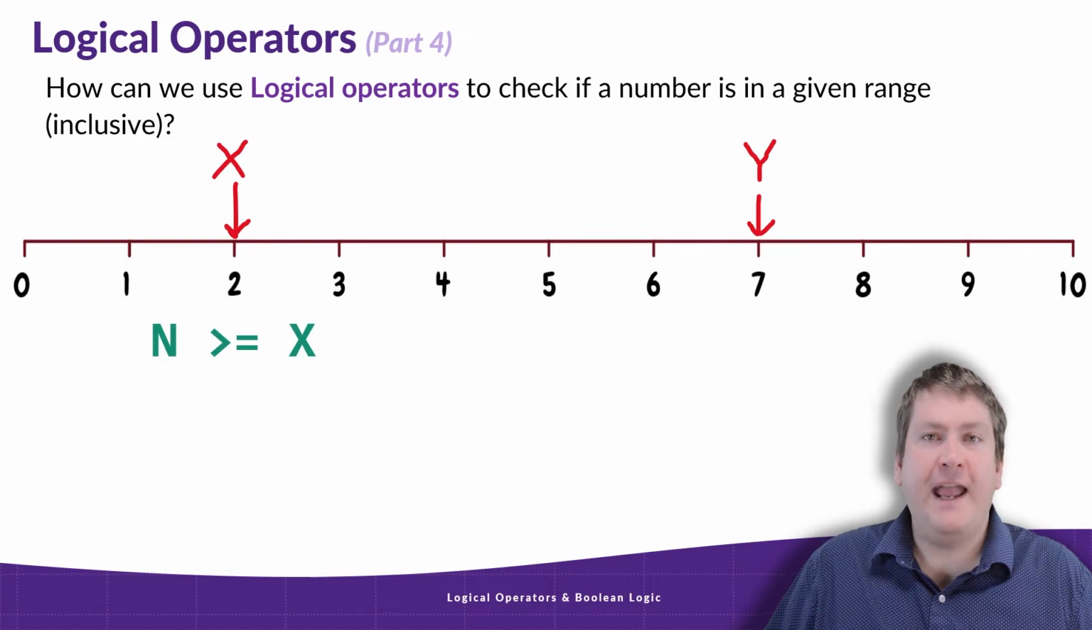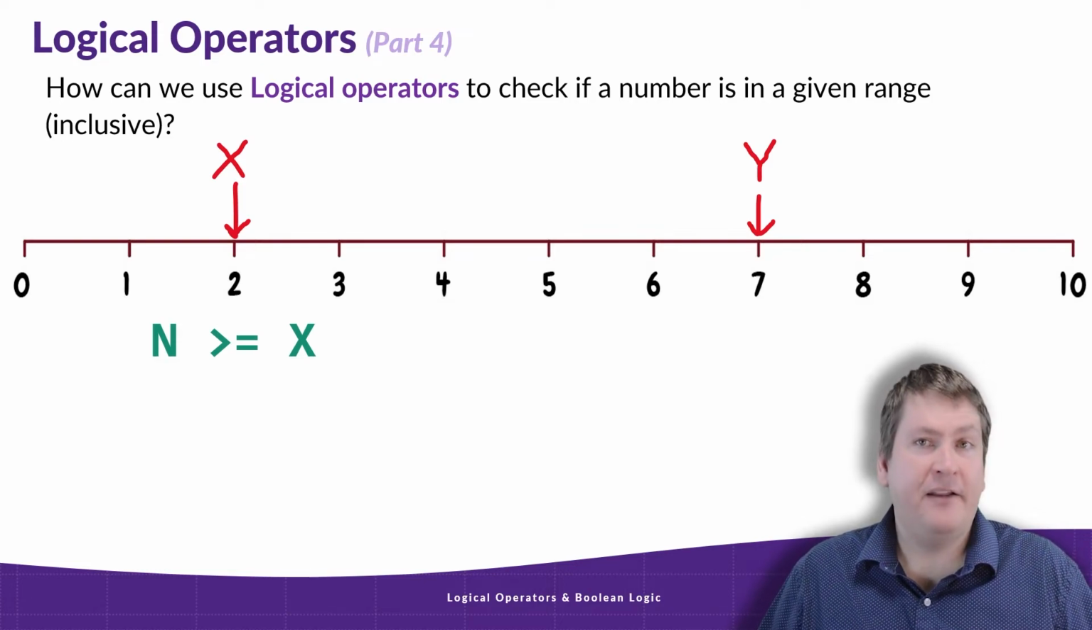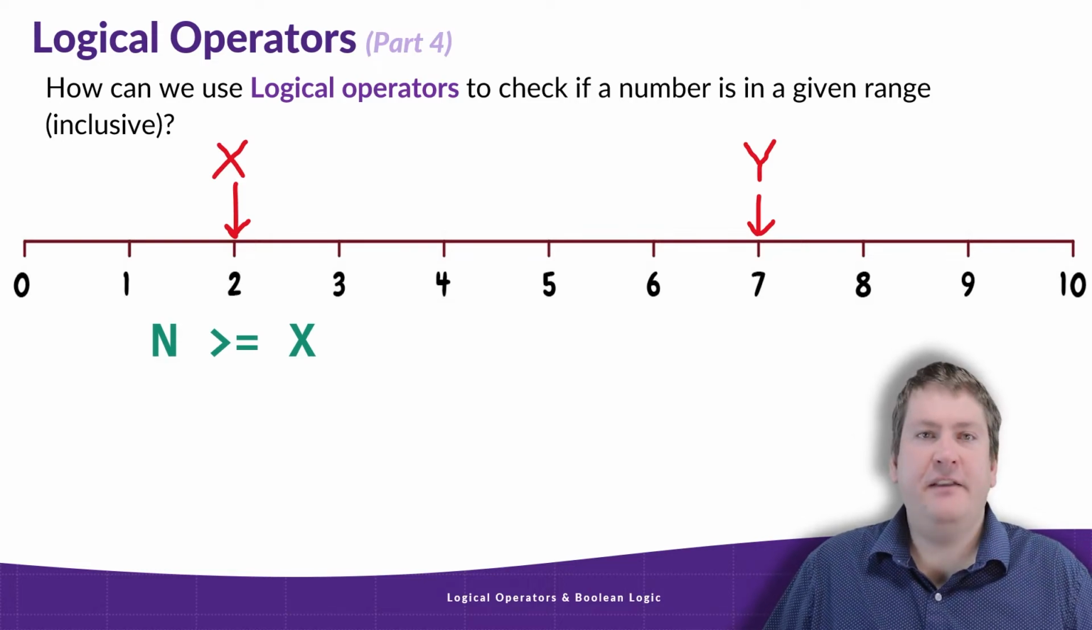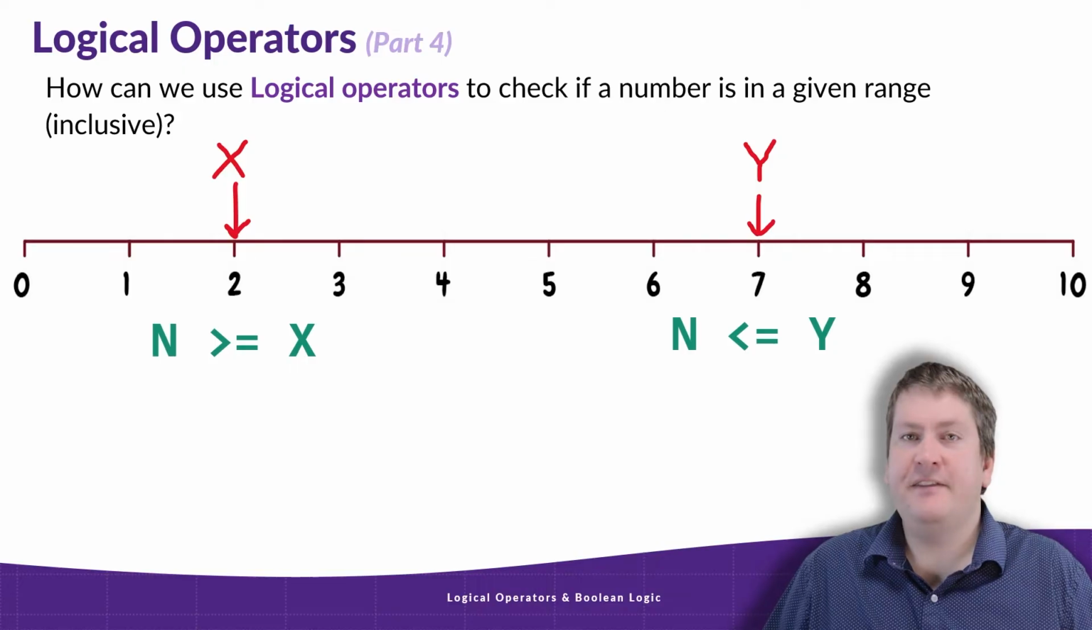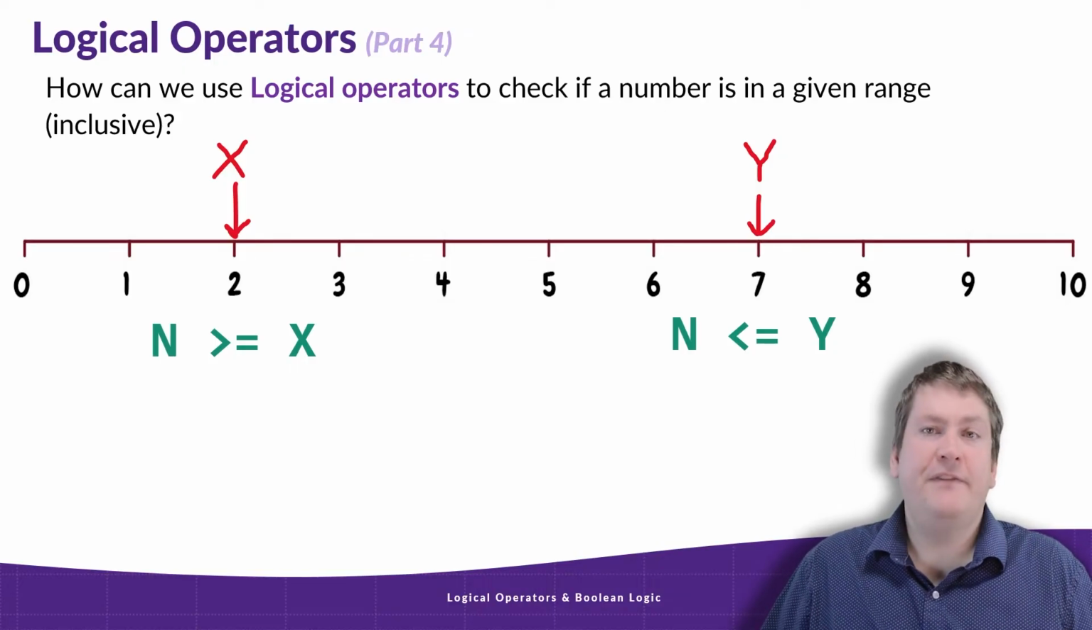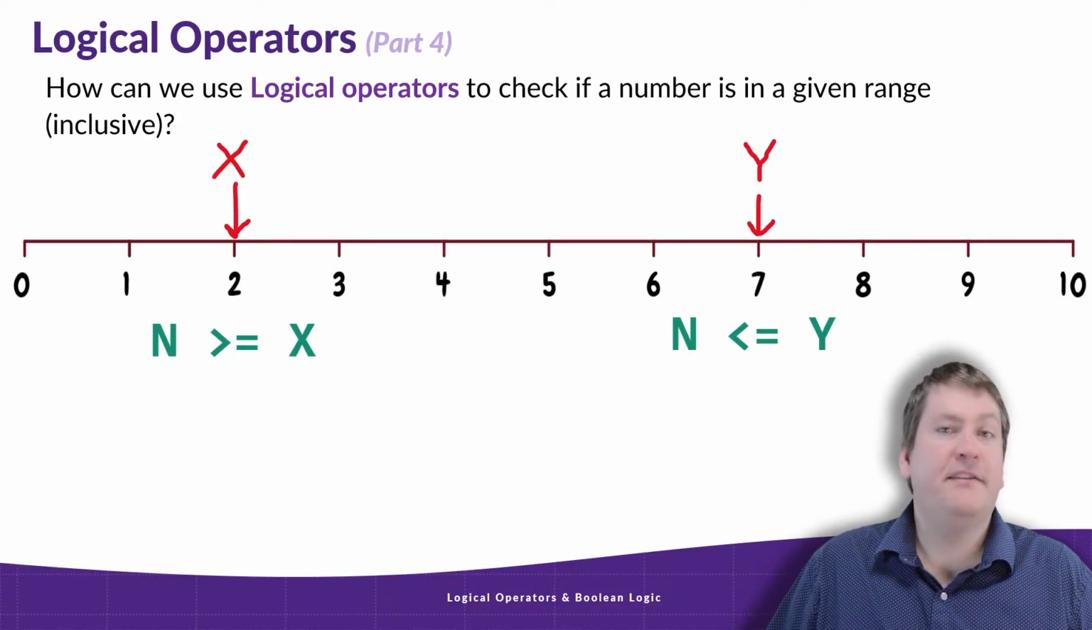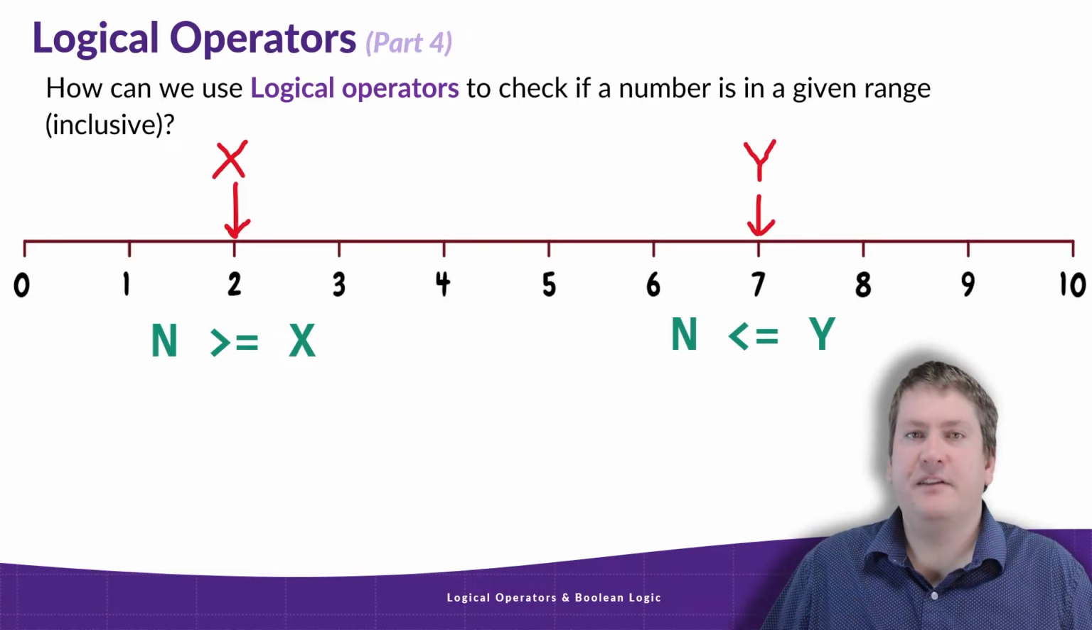The first is that n is greater than or equal to x. If n is ever less than x, we know it's not in the range. The other condition is that n is less than or equal to y. If n is greater than y, we know that it's outside the range. So we use greater than and less than or equal to in these conditions because we said the range is inclusive, meaning that if n equals x or y, it should count as being in the range.